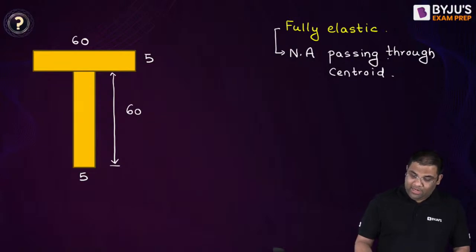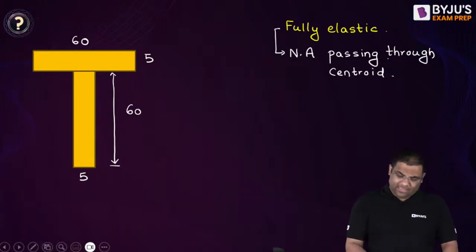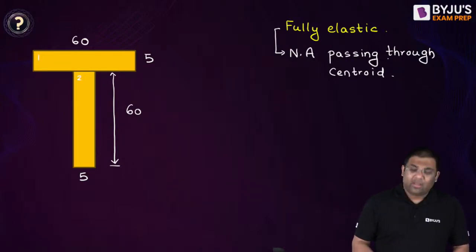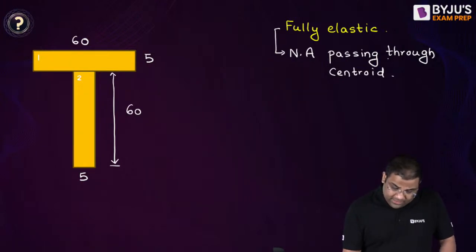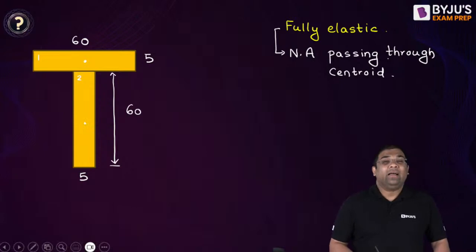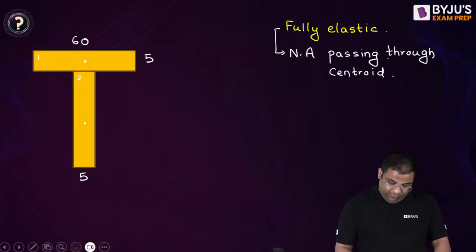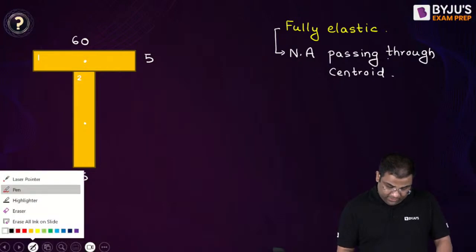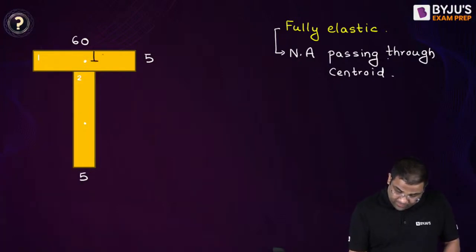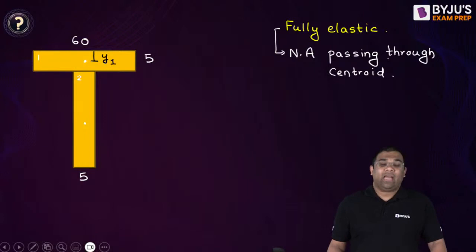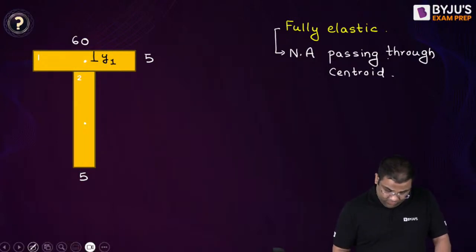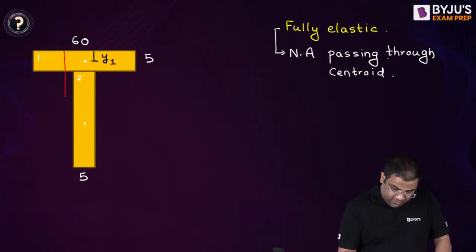mm. Okay. So what I am going to do, I can take this as two areas, right? Area number one, area number two. The centroid of area number one is here, and the centroid of area number two is here. So can I say that this y1 means the distance of the centroid of area 1, and this is y2, the distance of the centroid of area 2.